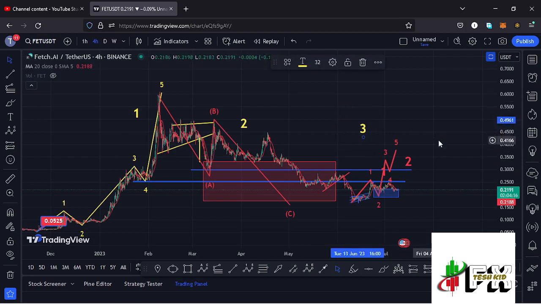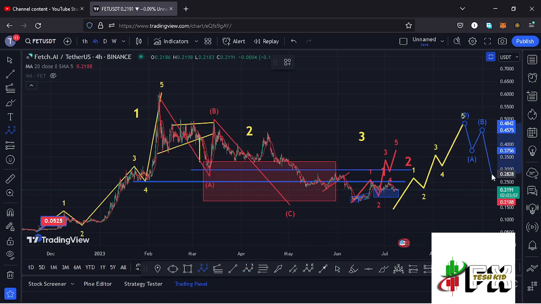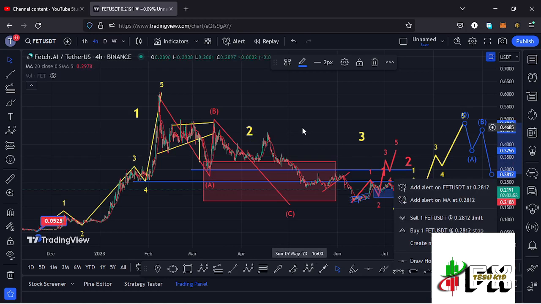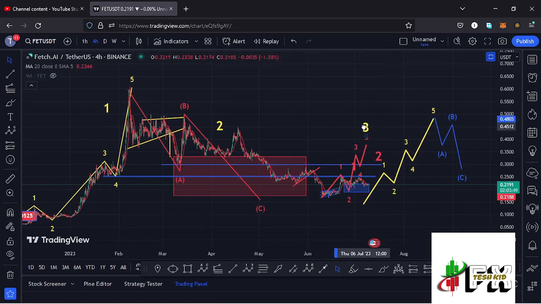And for us to get confirmation that the low for that second wave is in and the start of this impulse has now started, we first need to see Fetch AI give us a complete 5-wave structure to the upside, followed by an ABC corrective structure. And the moment we see such a movement on the charts, that will be confirmation that the low is in for that wave 2 and an impulse in this wave 3 has now started.